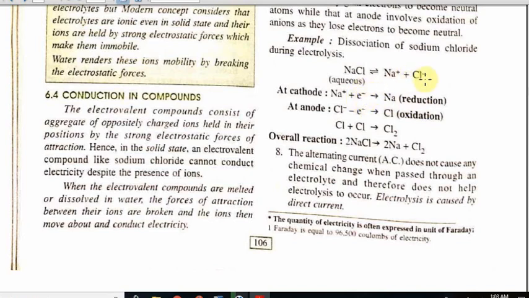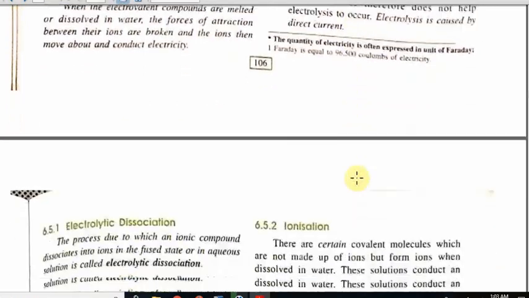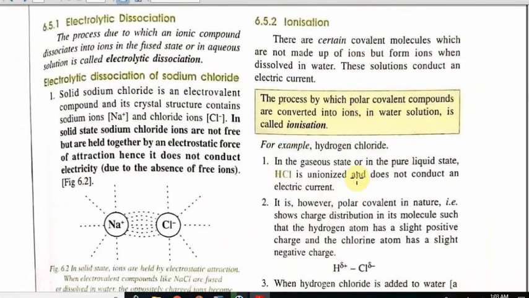This Cl- has excess electron. It goes to anode, loses electron, and becomes neutral Cl. The process of loss of electron is oxidation. Overall reaction is given. Now, alternating current does not cause any chemical change. Hence, in electrolysis, AC current is not used. Always battery current is used. Next point is electrolytic dissociation.